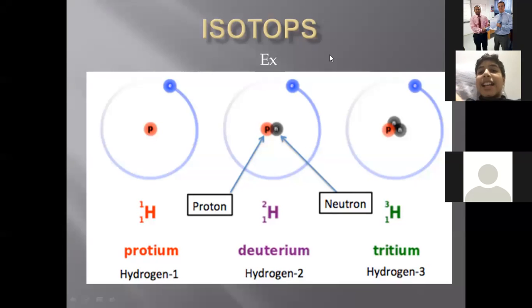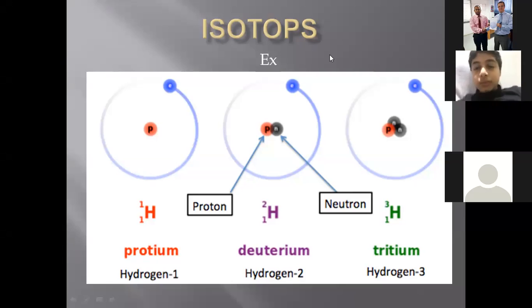Bismillah ar-Rahman ar-Rahim. Today, inshallah, we will talk about isotopes. Isotopes is from topic number 3 of the IGCSE syllabus.